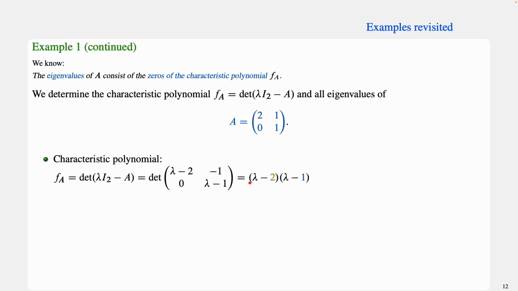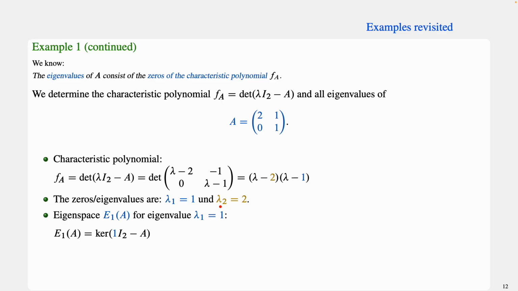So it's a product of these two linear factors with the variable lambda. And the zeros of this polynomial can be read off directly from this form. You have 1 as a zero. If you plug in 1 here, this becomes 0, and so the whole thing vanishes. Or if you plug in 2 here, then you get a 0 here, and the whole thing vanishes, so the second eigenvalue is 2. Then we compute the eigenspaces for these two eigenvalues.